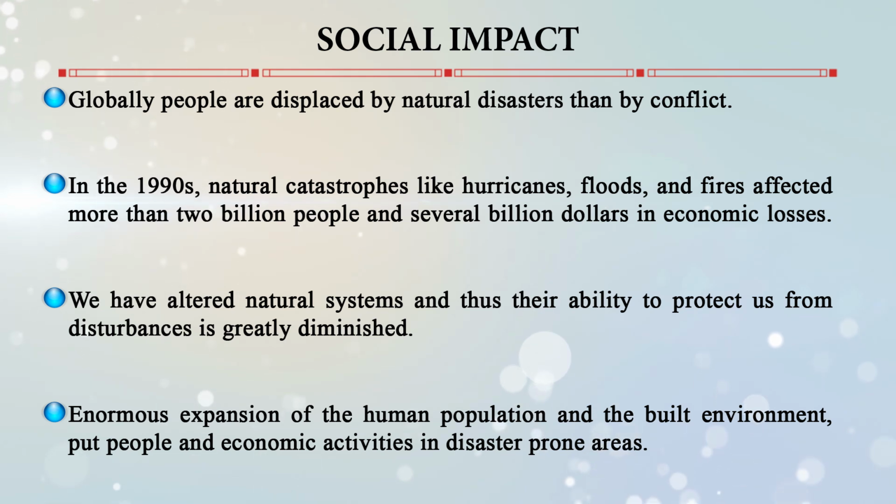The enormous expansion of the human population and the built environment has put people and economic activities in disaster-prone areas. Even if you see the settlements, many people have settled along the floodplains and along the coastal sides. So, when there is an impact, when there are hurricanes or cyclones, more and more people are displaced because of this event.